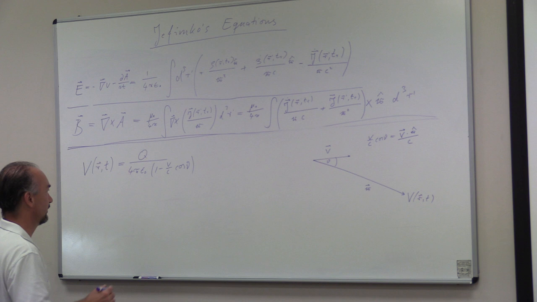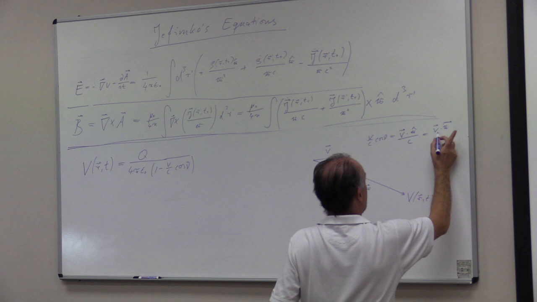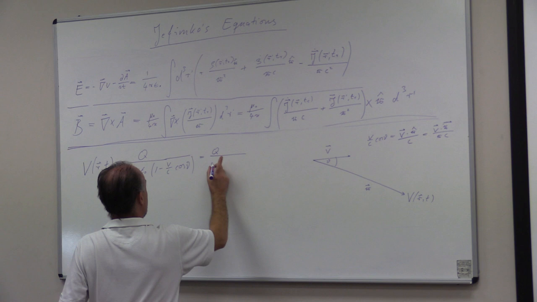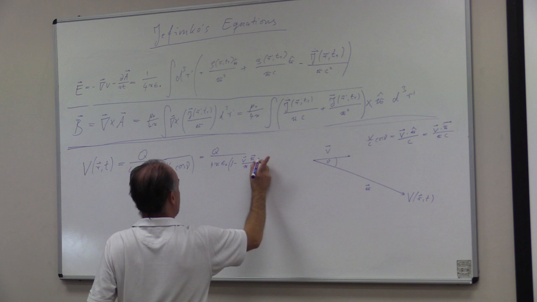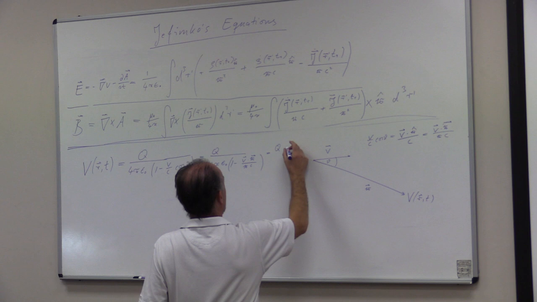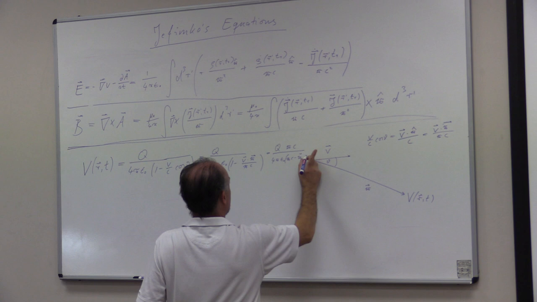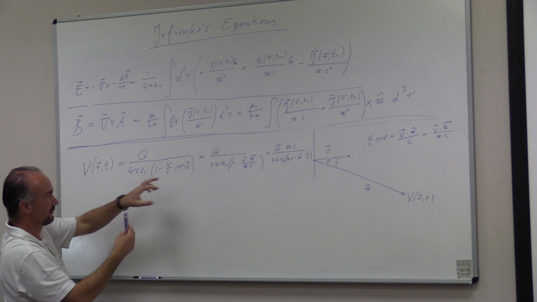So this potential we can write as Q over 4 pi epsilon naught times 1 minus v dot r over rc, or the way this is sometimes written is that we put an rc out here, so it's Q rc over 4 pi epsilon naught times rc minus v dot r. So it's almost what you naively expect, except for this light travel time contraction factor.